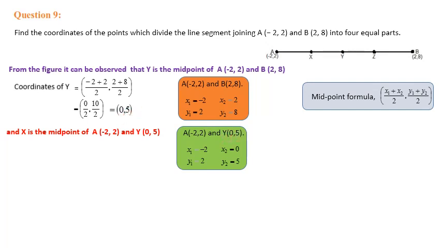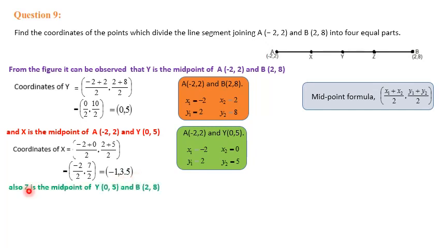From here x1 is -2, y1 is 2, x2 is 0, y2 is 5. Substituting to calculate the coordinates of X: (x1 plus x2) by 2, that is (-2 plus 0) divided by 2, and (y1 plus y2) by 2, that is (2 plus 5) divided by 2. Calculation: -2 plus 0 is -2 by 2, which is -1, and 2 plus 5 is 7 by 2, which is 3.5. That is the coordinate of X.